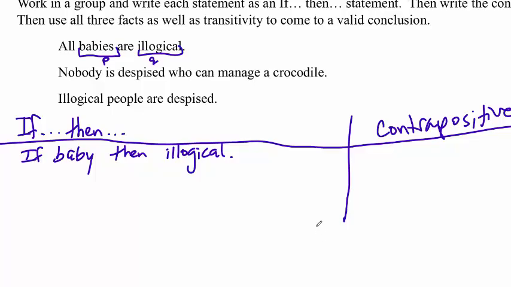Okay, now nobody is despised who can manage a crocodile. So what are we saying about people who can manage a crocodile? We're saying if you can manage a crocodile, then you're not despised, or if you're not despised, then you can manage a crocodile. Which one seems equivalent? I would say this is guaranteeing that you won't be despised if you can manage a crocodile. Let's write that down.